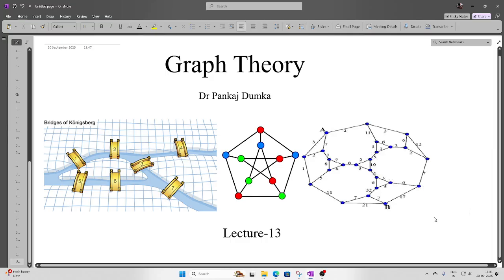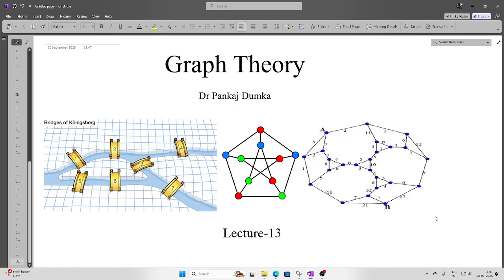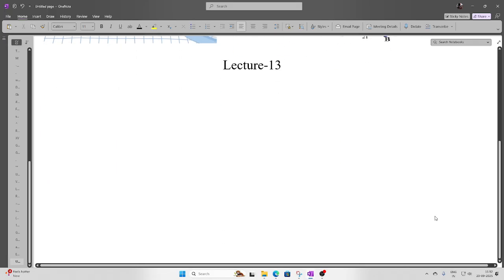So today what I'll be doing is I will be discussing few more theorems and then we'll be solving one or two problems to understand those theorems. So let us start with the session. So consider these graphs.